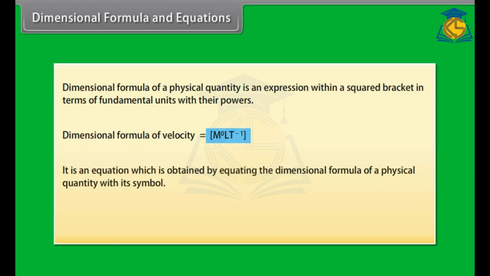It is an equation which is obtained by equating the dimensional formula of a physical quantity with its symbol. Let us take an example. Dimensional equation of velocity is V is equal to [M^0 L T^-1].